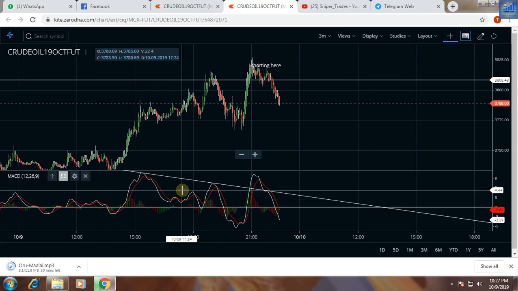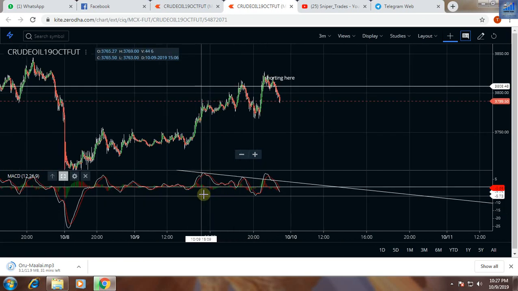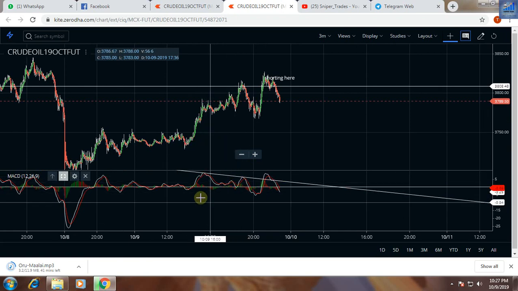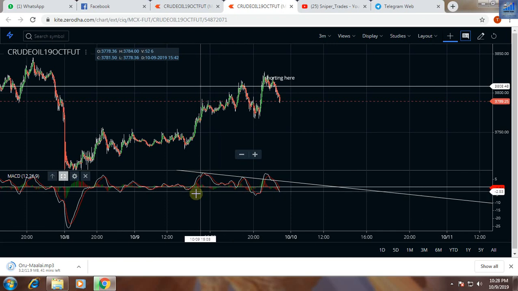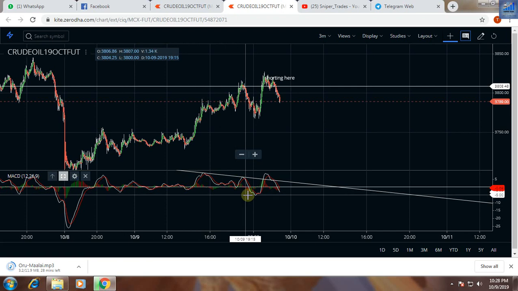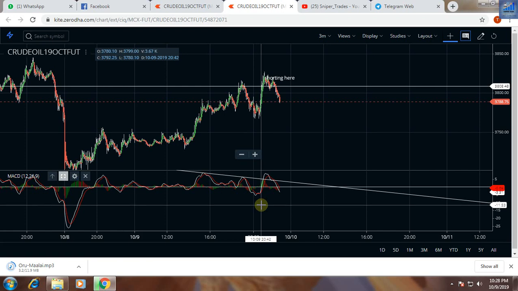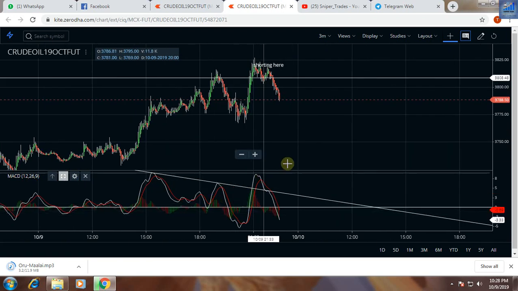Similarly, if we are taking a long position like this, we can mark a line by joining the lower highs and lower lows, and then if the MACD is violating its path and coming downwards, and we get a crossover of MACD above the signal line, we can take a long position. I'll show you an example here also.